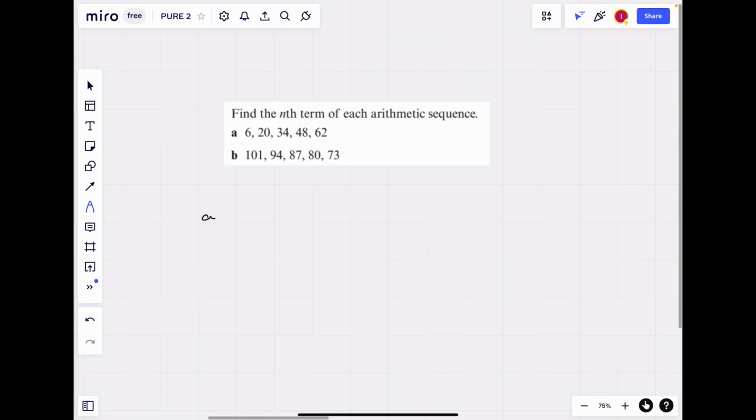So for A, your first term is 6. Your common difference is 14. Un equals a plus (n minus 1)d. So 6 plus 14 times (n minus 1). So you get 14n minus 8. That is your nth term.